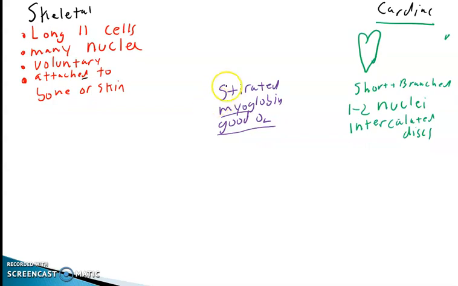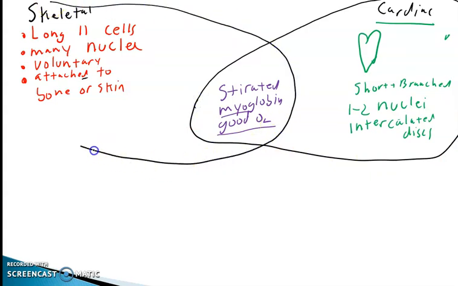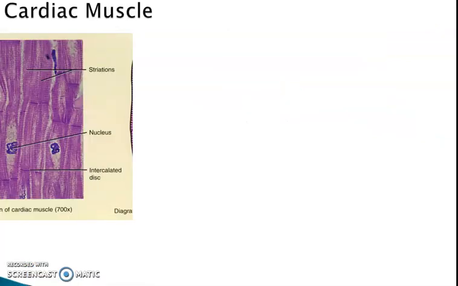Oh, I wrote striated. So I'm too lazy to write it again, so let's just do a blob, like so. And let's make sure we know that's included in that blob. Uh-oh, what the heck are these blobs? So that must mean my next slide's going to say it has myoglobin and a good oxygen supply. Well, let's find out. So, cardiac muscle.